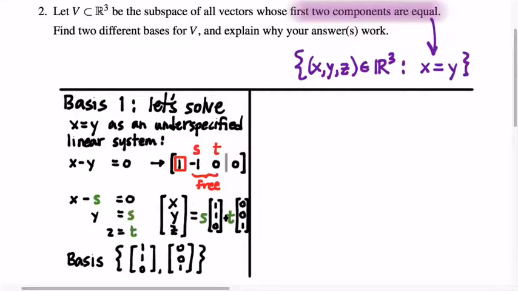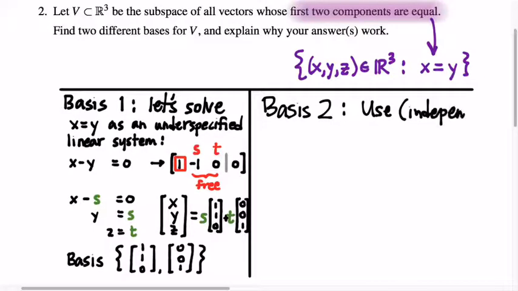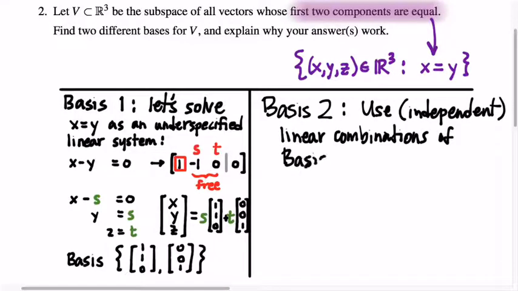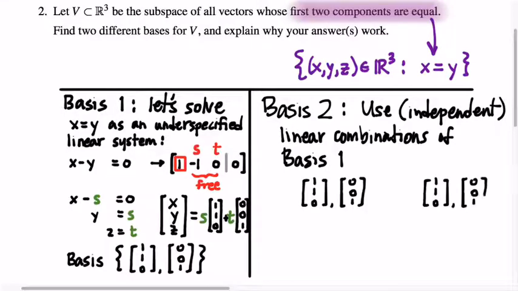To find a second basis, we can use this first basis. In order to use the first basis, we can just take any linear combinations that we like of our original basis vectors, and as long as the 2 linear combinations that we choose are independent of one another, we're going to get a new basis for the same subspace.